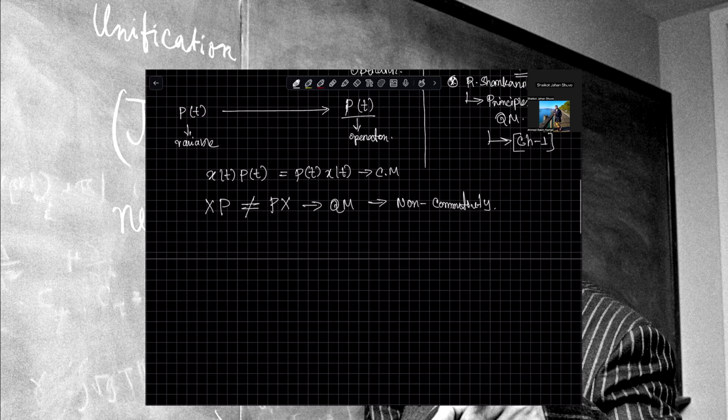In other words, the commutator, which is defined by, let's say, for x and p, this is non-zero.